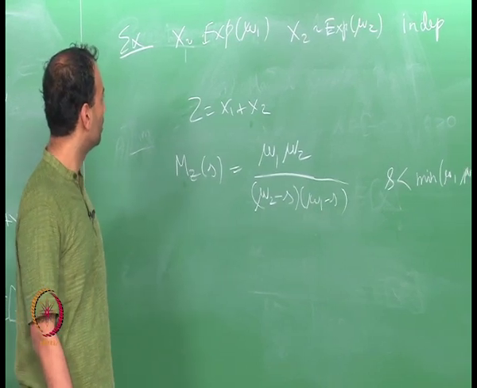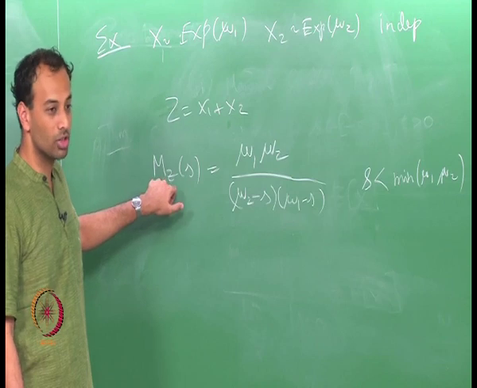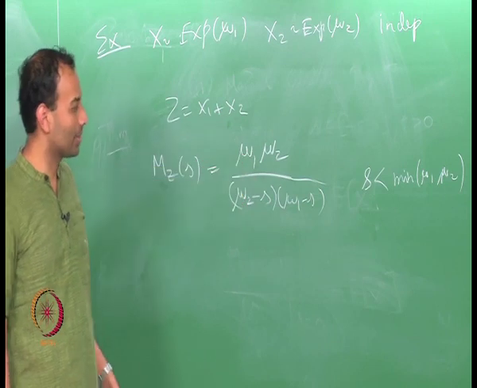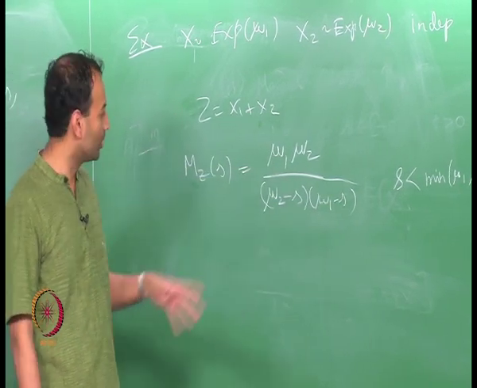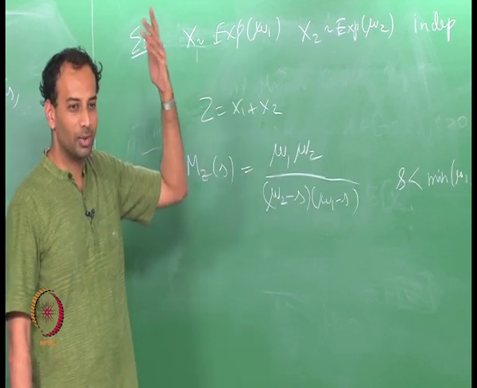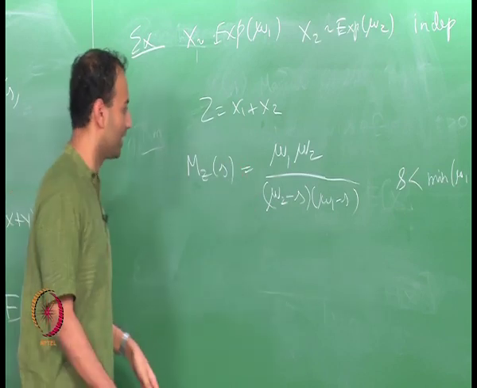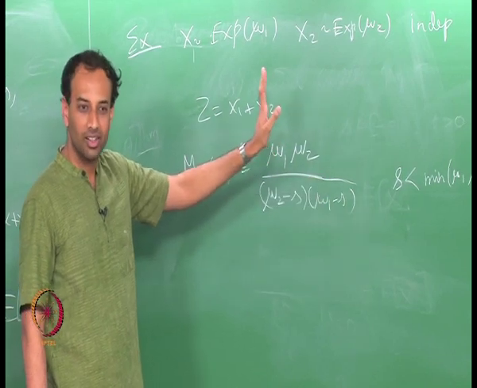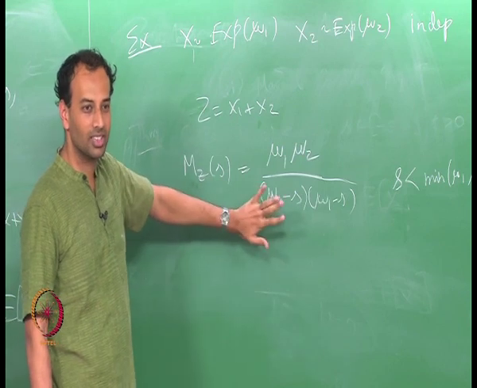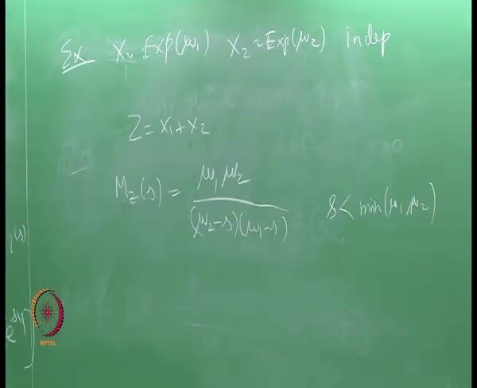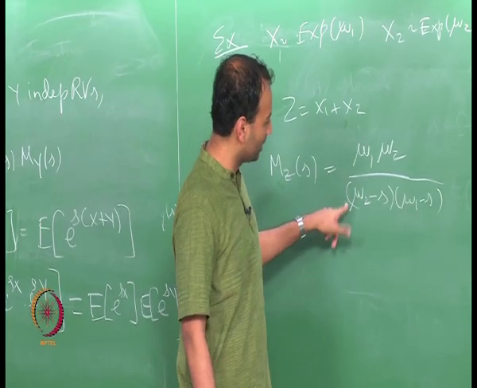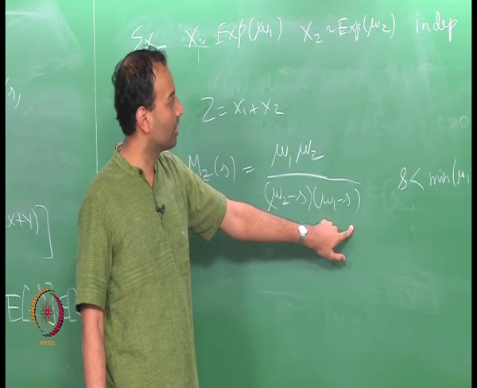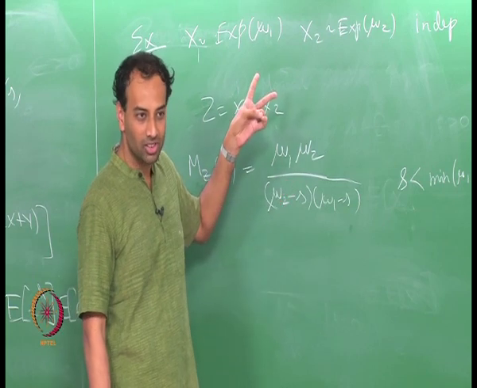Now, if you want to find the distribution of Z, you will have to invert this moment generating function. You can use some of your Laplace transform tricks. Normally, you write a partial fraction expansion: a over (mu 2 minus s) plus b over (mu 1 minus s), find a and b, and then you know what to do. That is fairly standard; I think you can proceed from here. If mu 1 were equal to mu 2, you will get (mu minus s) whole squared, and that will be the transform of your second order Erlang, because you are adding two exponentials.